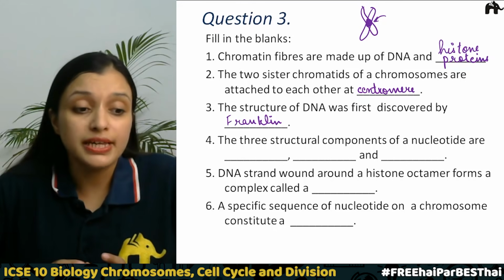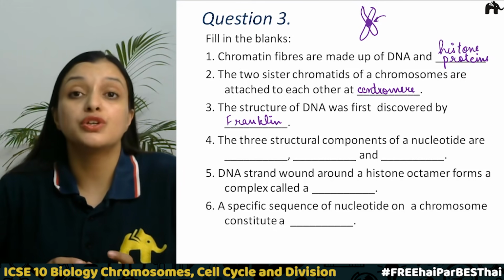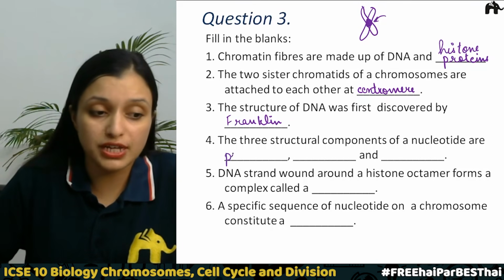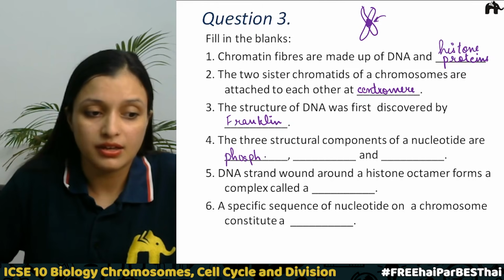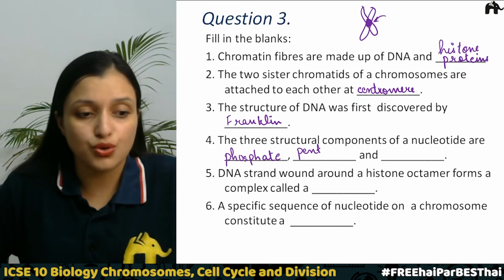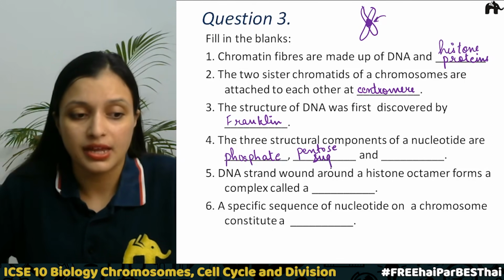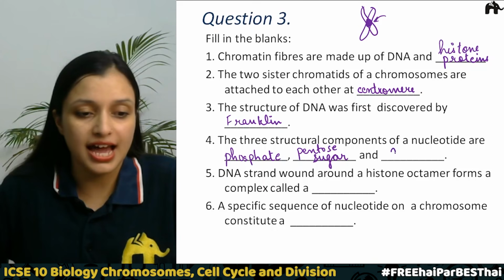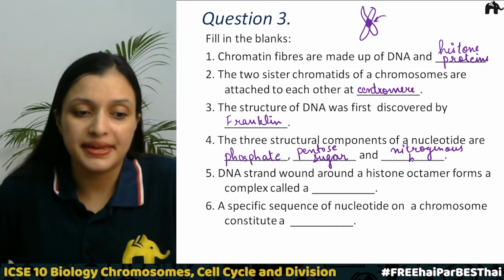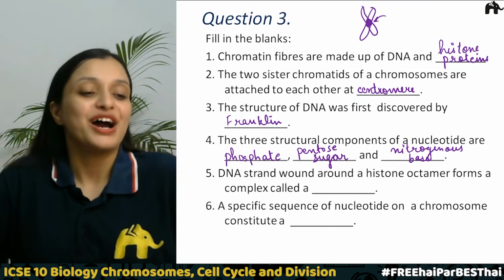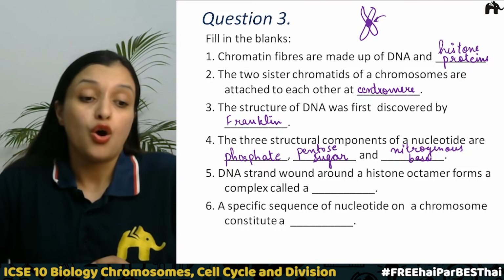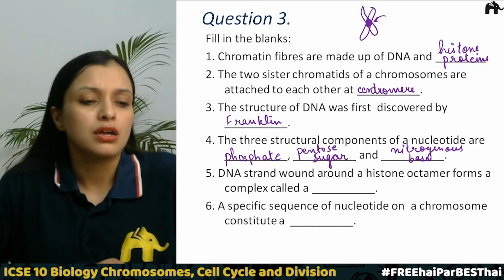Fourth, the three structural components of a nucleotide are. What are the three structural components? There is a phosphate group, right? There is a pentose sugar. And what is the last one? The last one is nitrogenous bases, right?